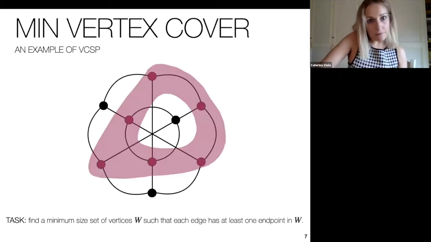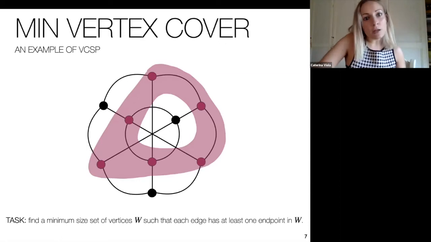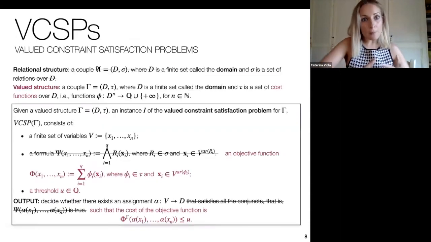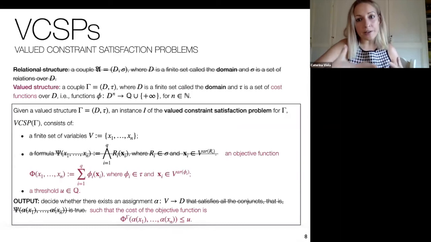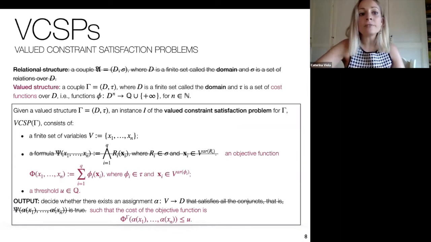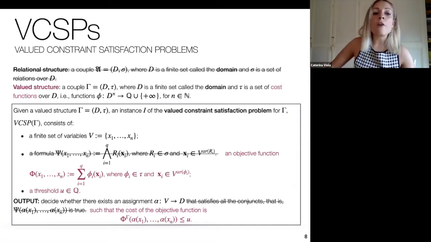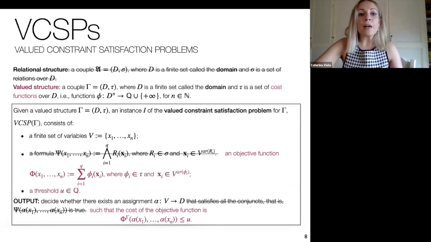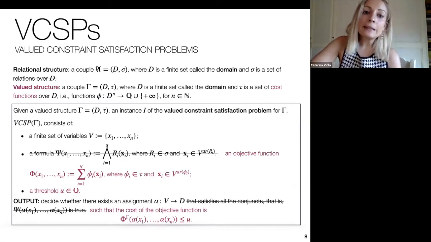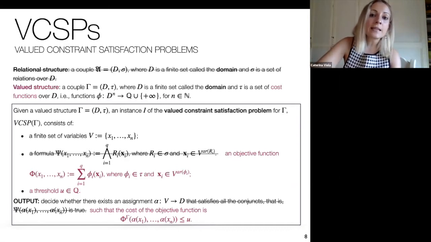This is an example of VCSP, and as I told you, VCSPs capture optimization problems, and therefore we need to express preferences, so relations are not enough, we need cost functions. And therefore, we don't start from a relational structure, but from a valued structure. A valued structure is a couple Gamma = (D, tau), where D is a finite set called the domain, and tau is a set of cost functions over D.